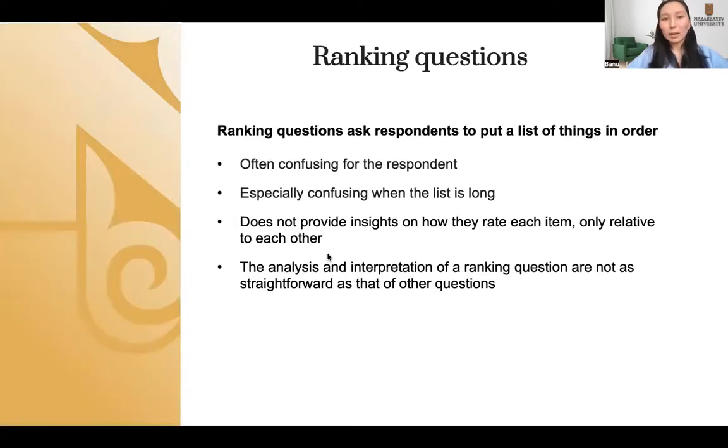and also the challenges that can happen during the analysis. Another question type that you should be careful with is ranking questions. Ranking questions ask the respondents to put a list of things in order. Ranking questions are usually quite confusing for the respondent, especially when the list of response options is very long. Also, even if the respondent answers your question, this information does not provide insight into how they rate each item. You can only see them relative to each other.